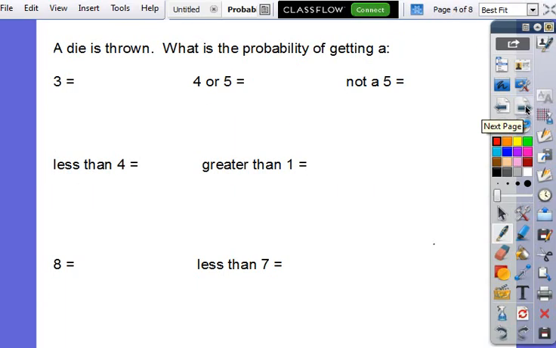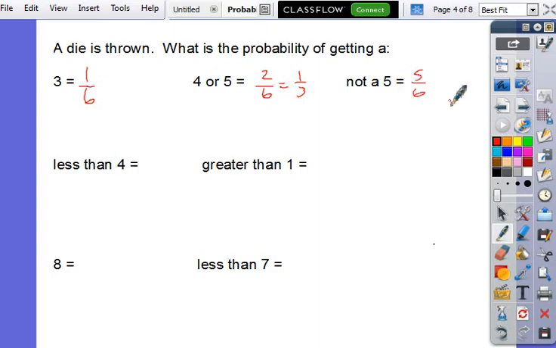All right, a die is thrown. What is the probability of getting whatever? In this case, 3. How many 3s can I roll at one time? 1. Out of total? 6. I got 1 through 6, right? So I can have 1, 2, 3, 4, 5, 6. I got 6 total choices. There's 1 3 on there. A 4 or a 5. There's 1 of these and 1 of these, so that is 2 possible choices out of 6 total. That's 1/3. Not a 5. There's 5 things that are not 5s out of 6, so can't simplify that.